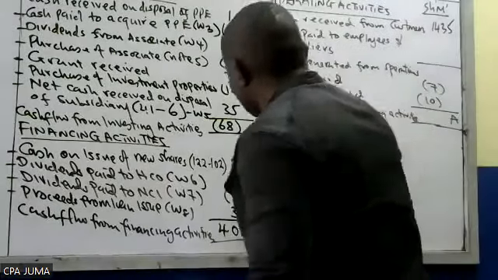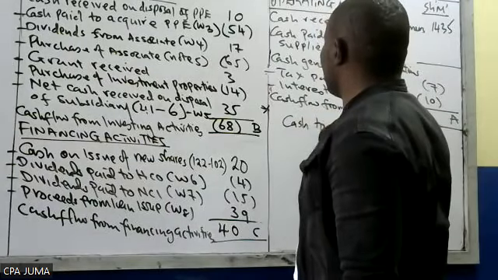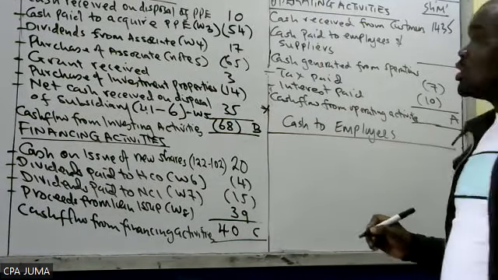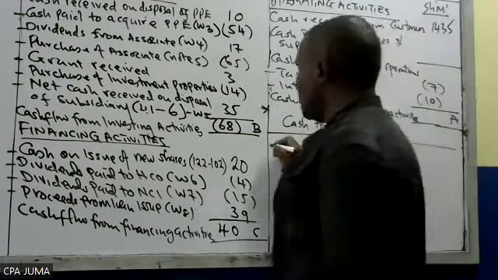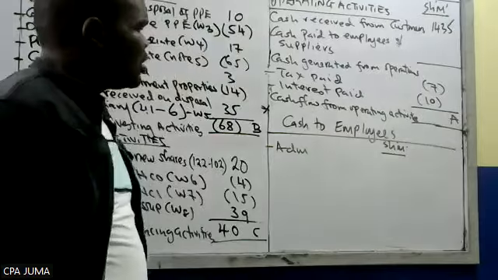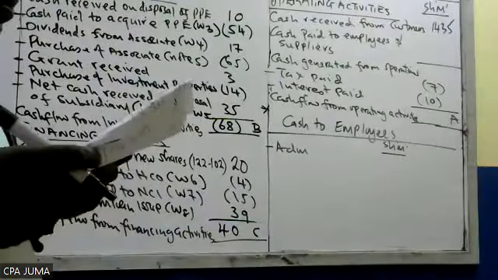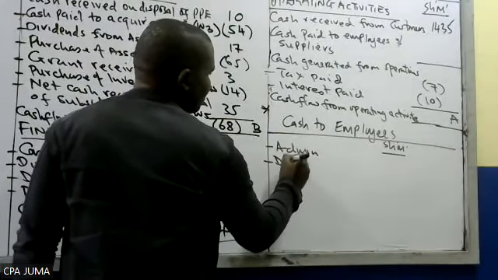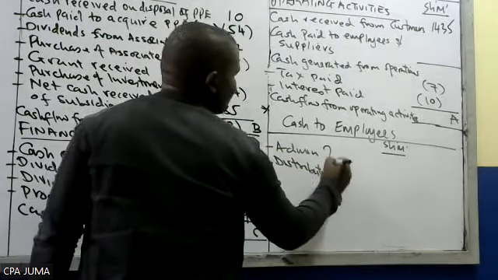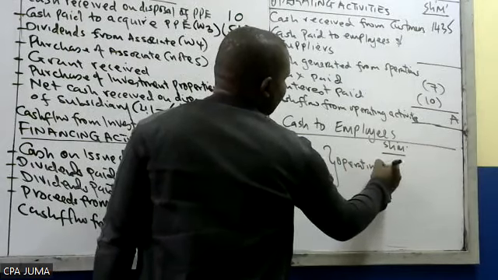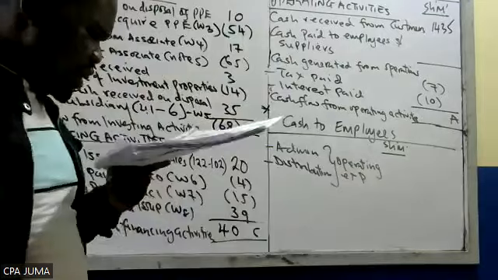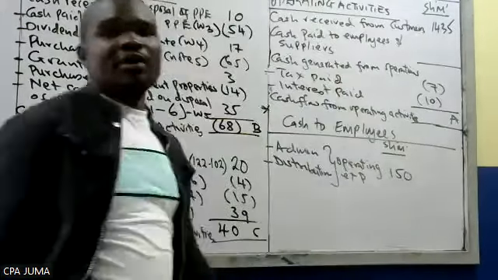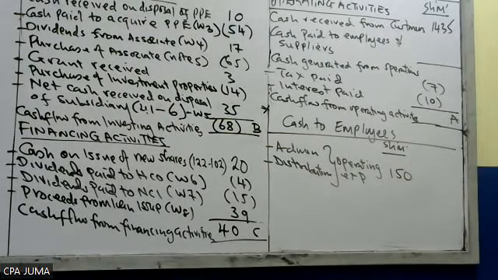So do this. Cash to employees. Admin, distribution, these two have been called operating expenses in this question. And they have given us one figure of 150. Please check to confirm. They have given one figure of 150. Correct.